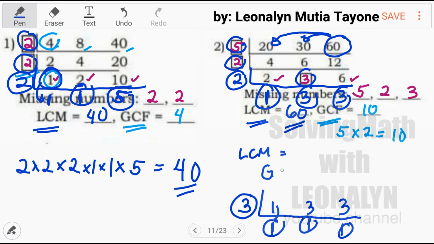Para naman sa greatest common factor, dun ka naman titingin sa pinakamaliit na number, 20. Ang 20, maka-divide ba sa 30? Hindi. So, dun tayo sa half of 20, which is yung 10. Ang 10, maka-divide ba sa 30? Yes. Maka-divide ba sa 60? Yes. Kaya greatest common factor dito ay 10.